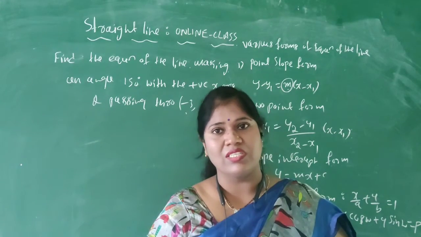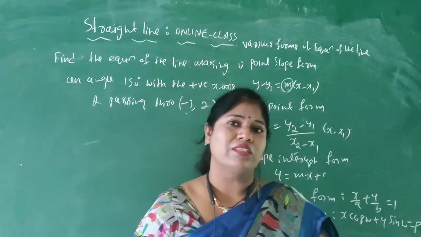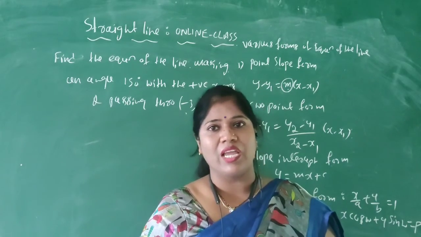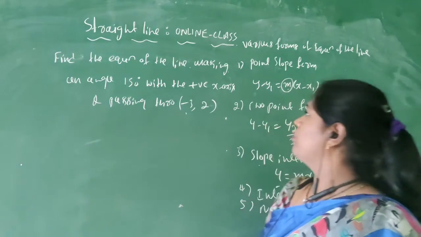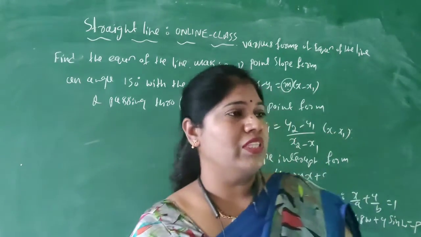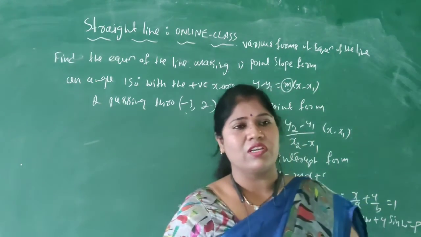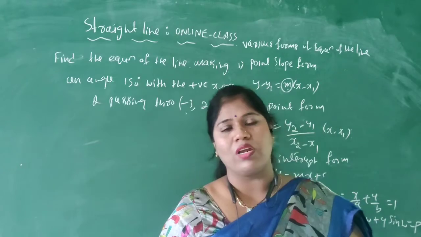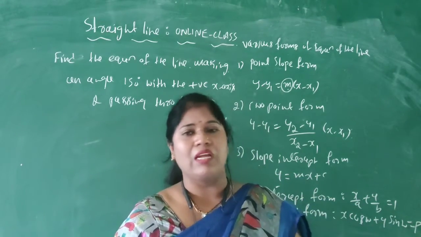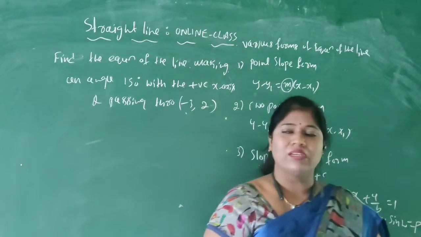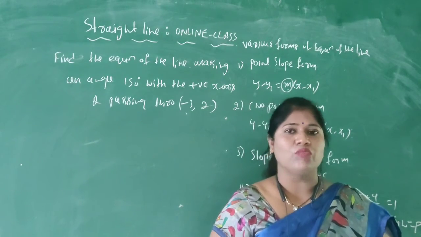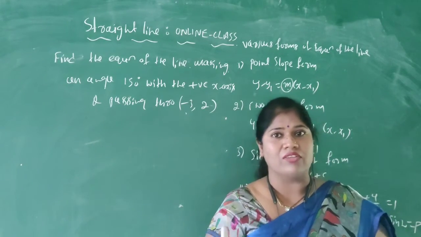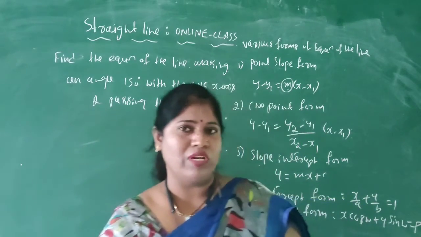If you go for the ASTC chart, that is, All Students Take Copy. A means all trigonometric functions. If you remember the ASTC chart, in the first quadrant all the trigonometric functions are positive. In the second quadrant sin theta and its reciprocal are positive, and the remaining ratios are negative there. In the third quadrant tan theta and its reciprocal are positive. In the fourth quadrant, cos theta and its reciprocal are positive.